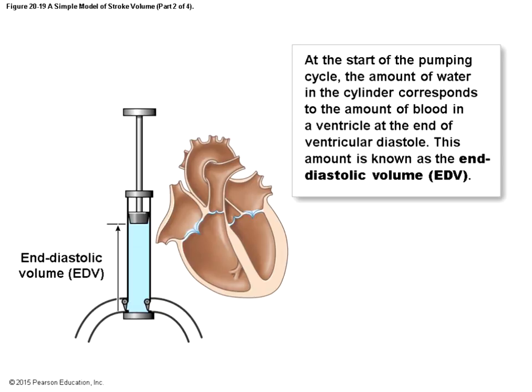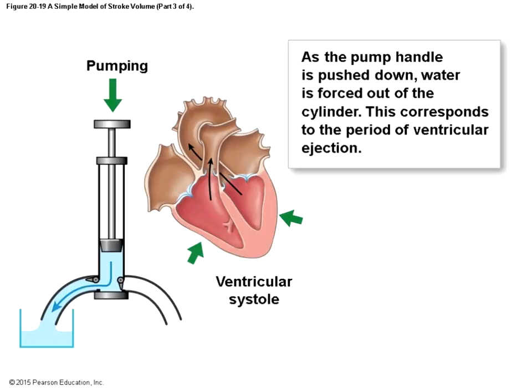Then that time when you get all the blood you're possibly going to get into that pump, when you're at the height of pulling your bike pump up, that's end diastolic volume. That's the most you're going to have in there at any given time, right? And so that's EDV, end diastolic volume.